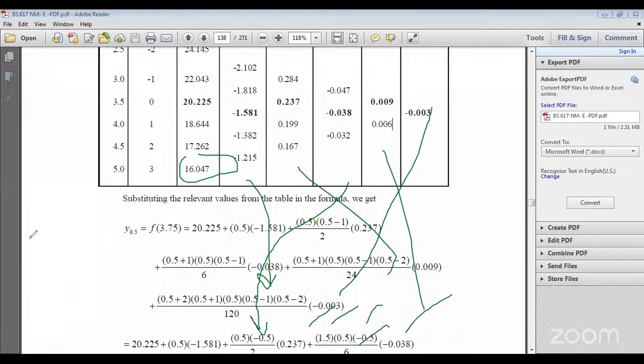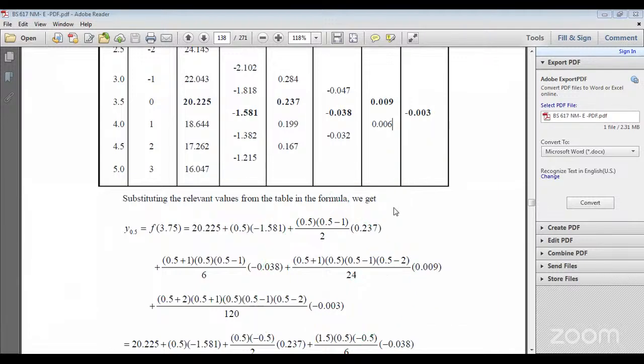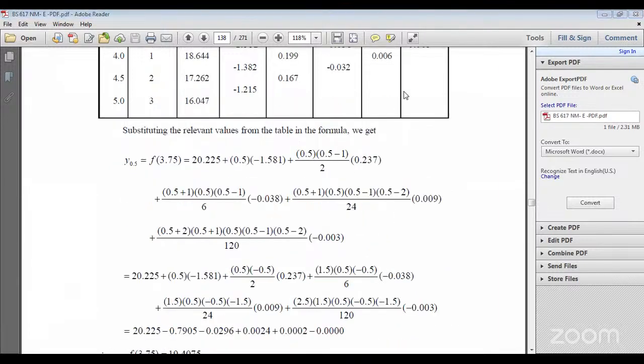So we are writing these values here and substituting them. 20.225 plus 0.5 into the first difference, plus 0.5 into minus 0.5 by 2 into the second difference, then 1.5 into 0.5 into minus 0.5 by 6 into the third difference.